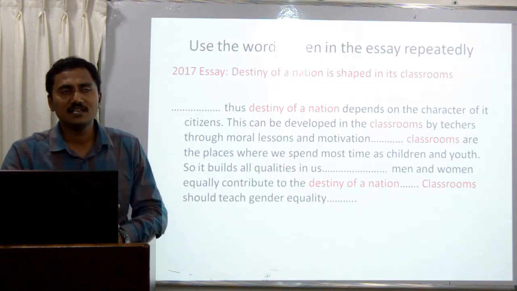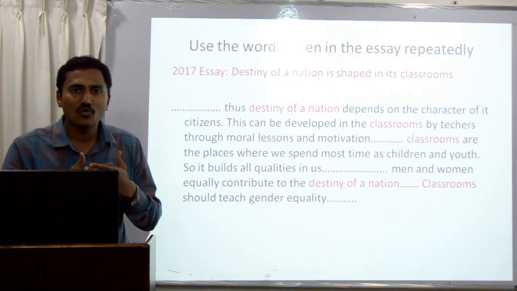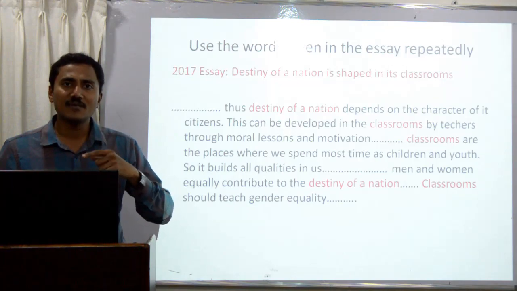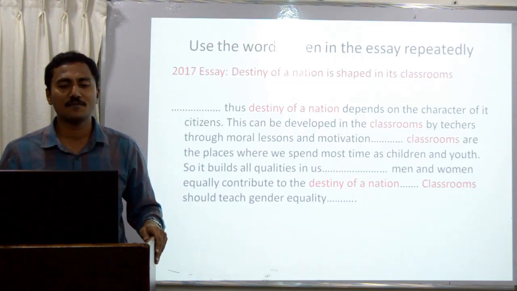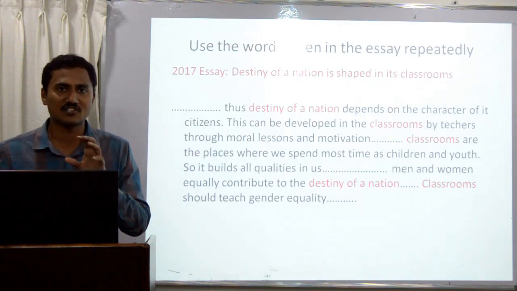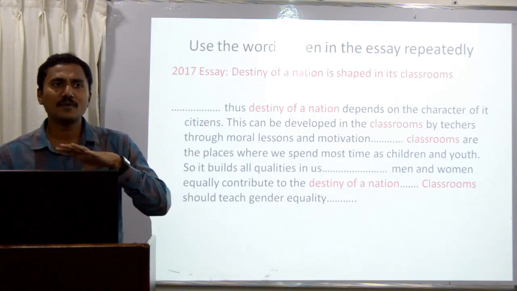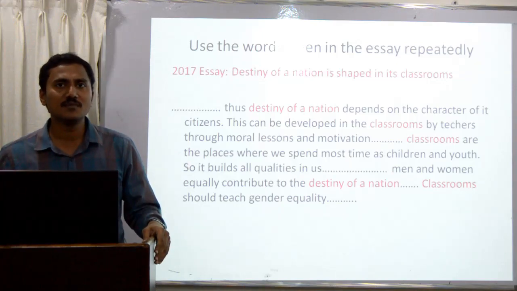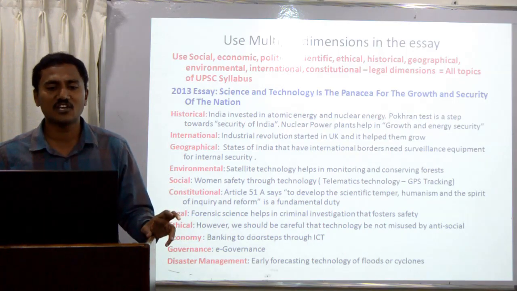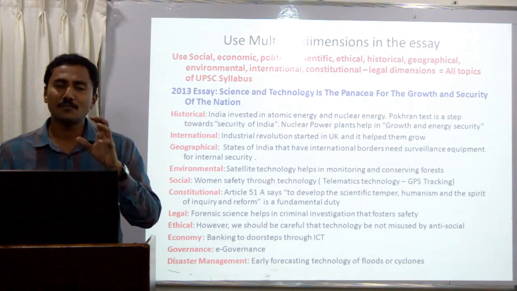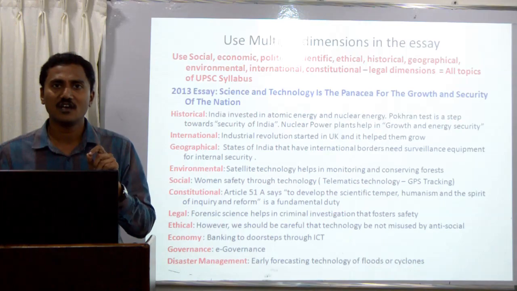See, one thing that I believe will help you in keeping very close to the essay topic is you often keep on repeating the words given in the actual essay. For example, in 2017 essay, destiny of a nation is shaped in its classrooms. Here, you better use the words destiny of the nation or classrooms repeated at least some 7 to 8 times in the essay. Similarly, in the previous example, science and technology is a panacea for the growth and security of the nation. Throughout the essay, at many places you have to use growth of the nation, security of the nation, how it is a panacea.